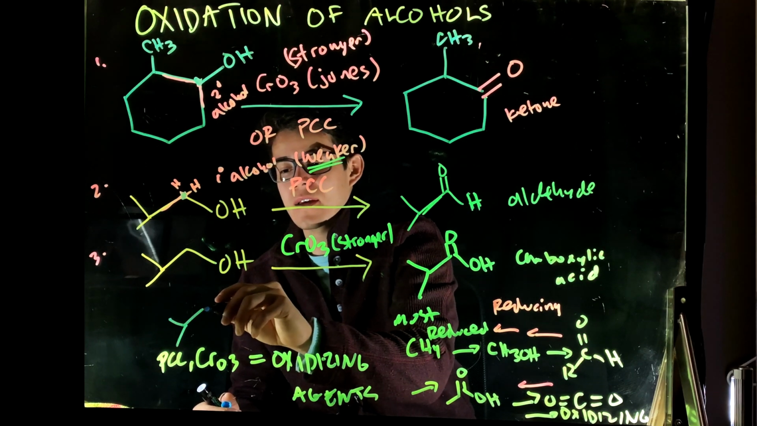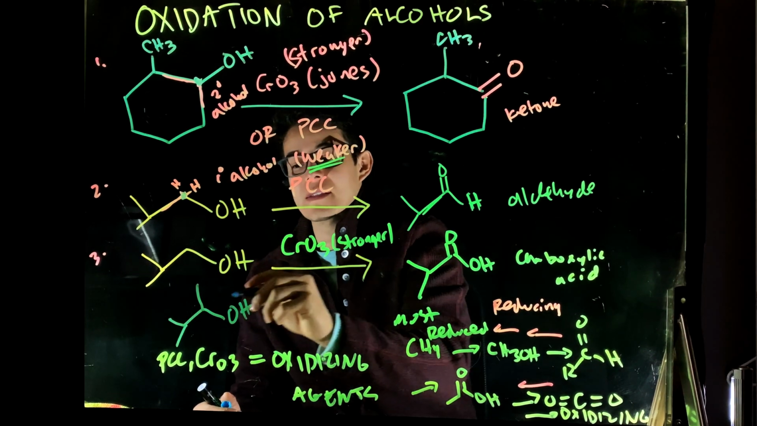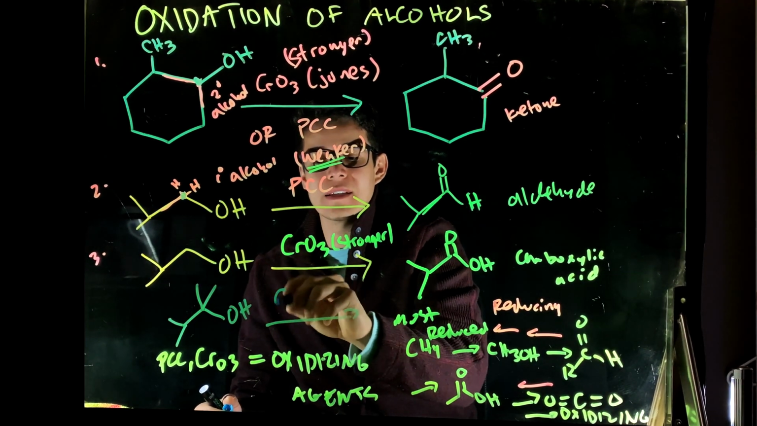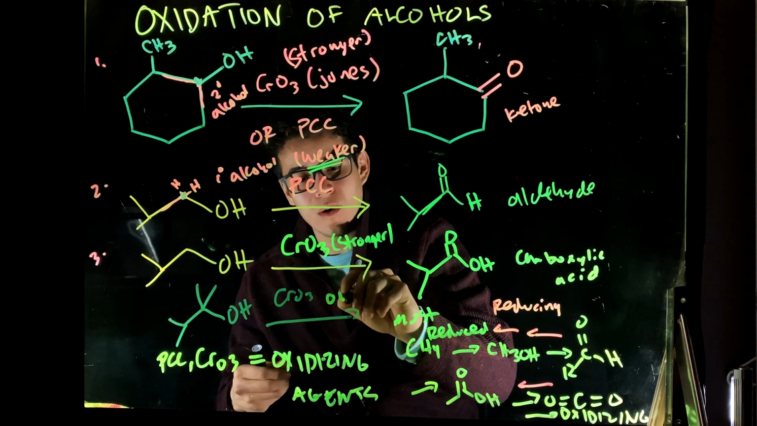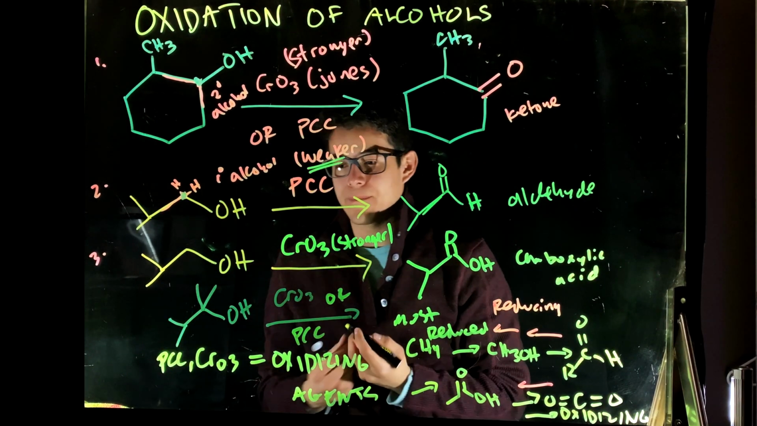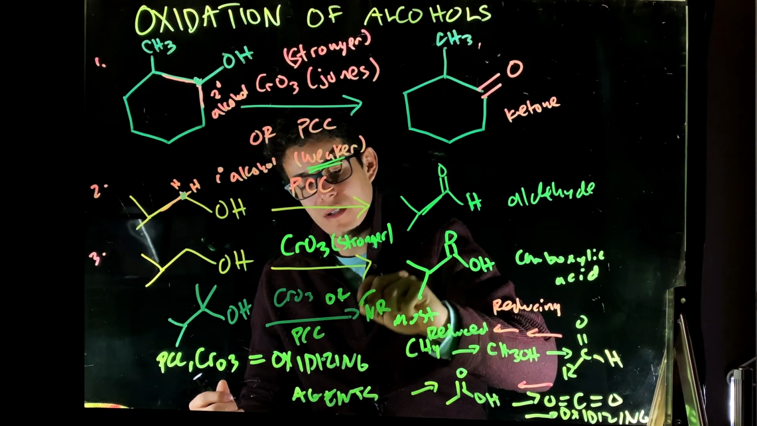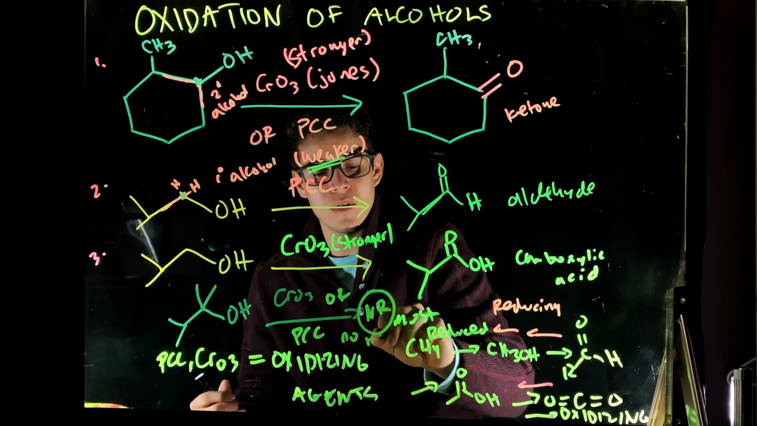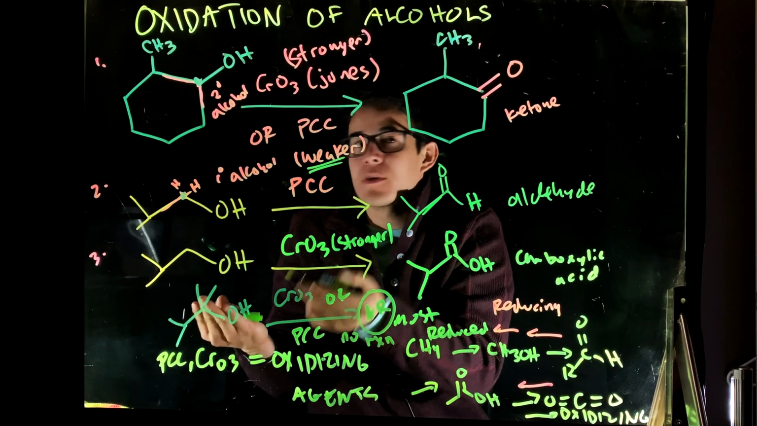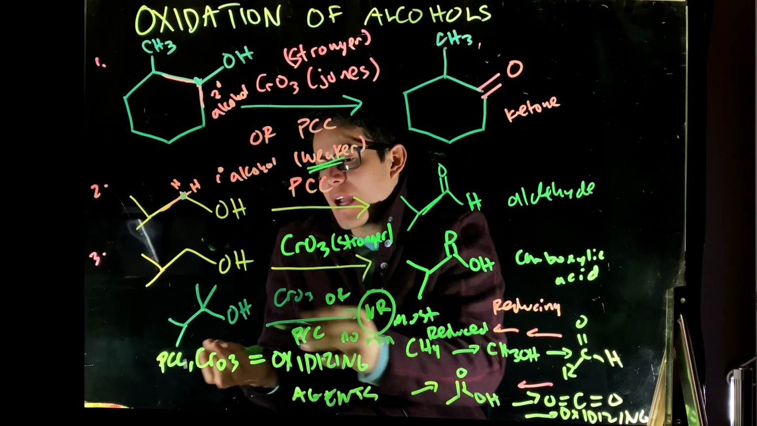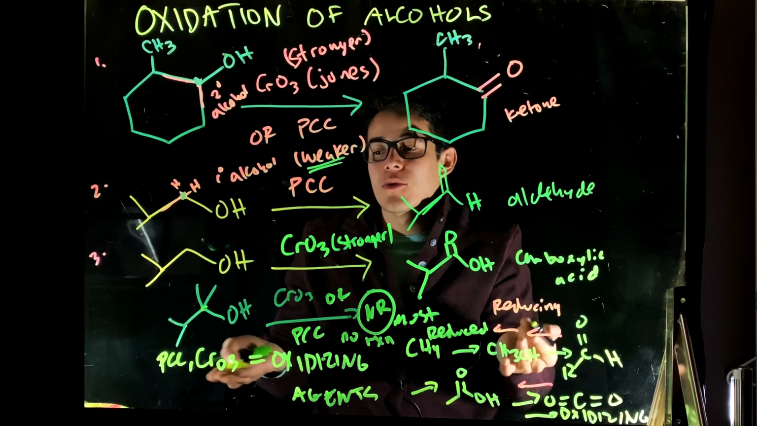What would happen if instead of my OH being primary, or even being secondary, I was tertiary and I did CrO3 or PCC? What would we get? We would expect to see no reaction. That's because at this carbon right here, there's no room to put in a double bond O. We can't get rid of any hydrogens. There are no hydrogens there. We need to have available hydrogens at this carbon in order to do oxidation.